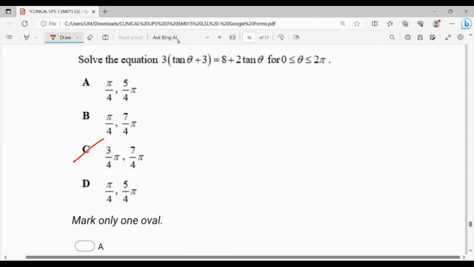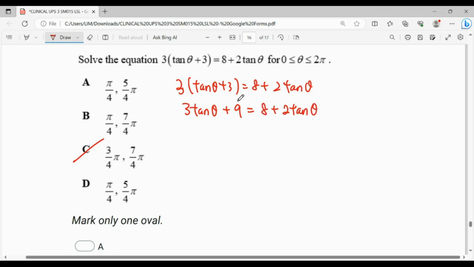Next, solve the equation for theta in between 0 and 2 pi. So we try to simplify the equation first. Try to rearrange it into the trigo angle value. So this is 3 tangent theta plus 9. Collect back our tangent term, so we get 1 tangent theta. So we have trigo angle. What's your value? 9, we move it to the right hand side. We get negative 1.